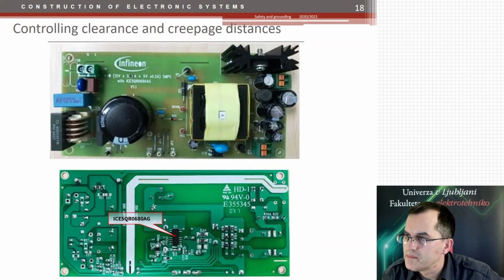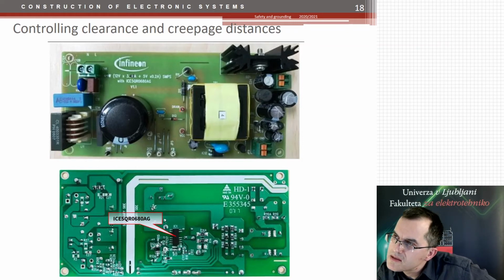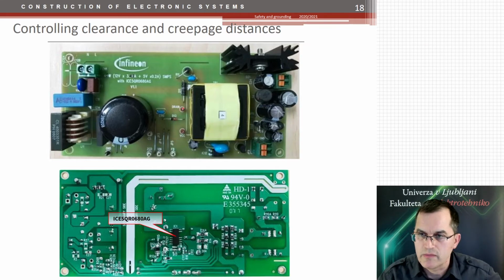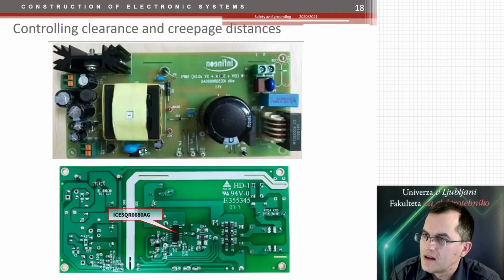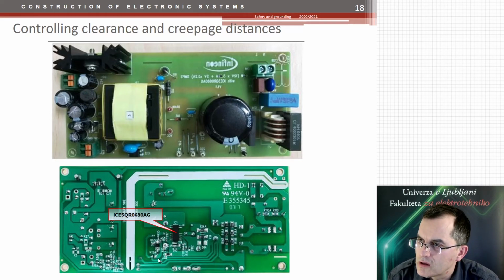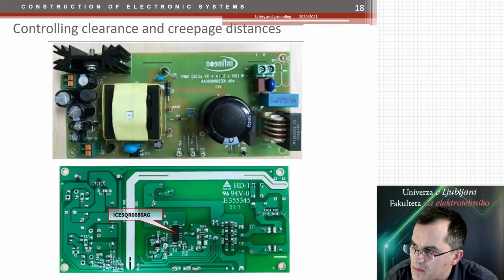So this is the power supply. Maybe it's not very well shown, maybe I will have to turn it around. That's better. So we have a high voltage part and the low voltage part. And here you see the input line and neutral input.